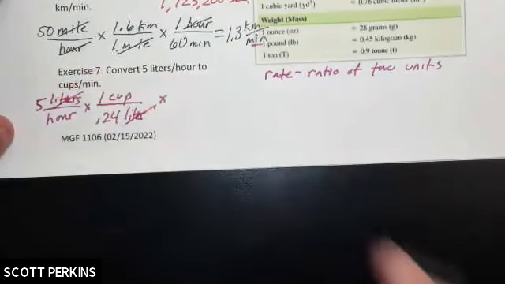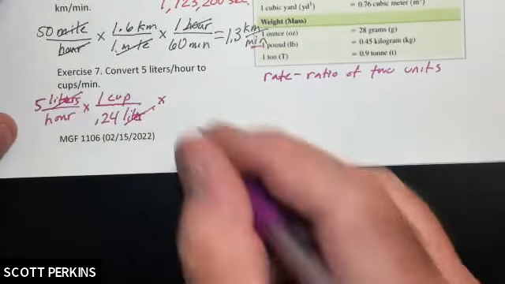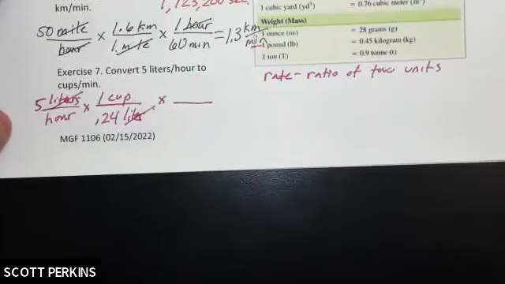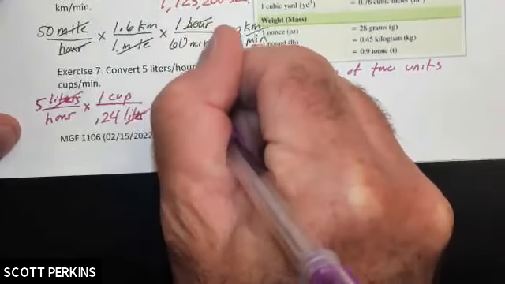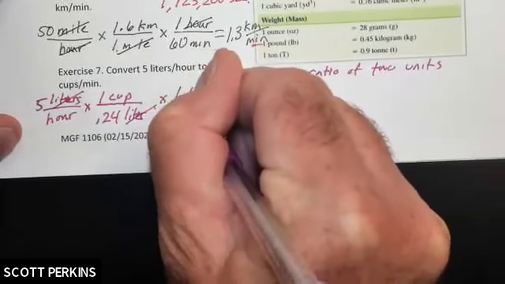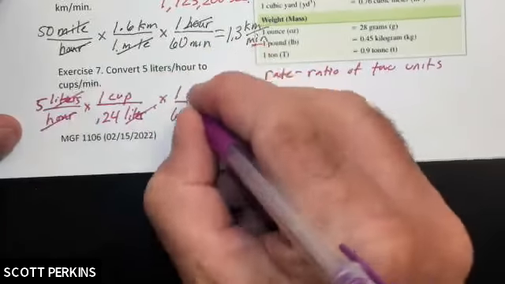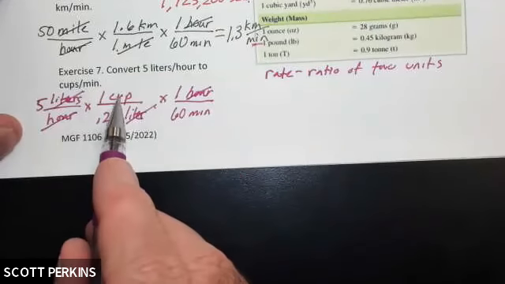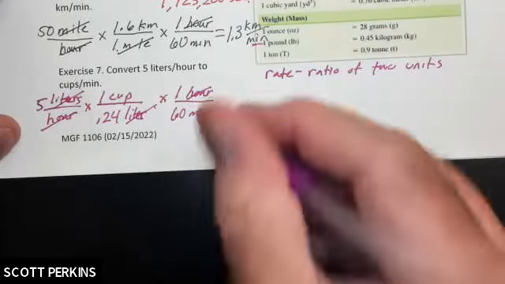So now if I stopped, I have cups per hour, but that's not what I want. I want cups per minute. So I need to convert the hours to minutes, just like we did the previous one. 1 hour is equal to 60 minutes. And we cancel the hours. And so now I'm left with cups per minute. Those are the only units left over.